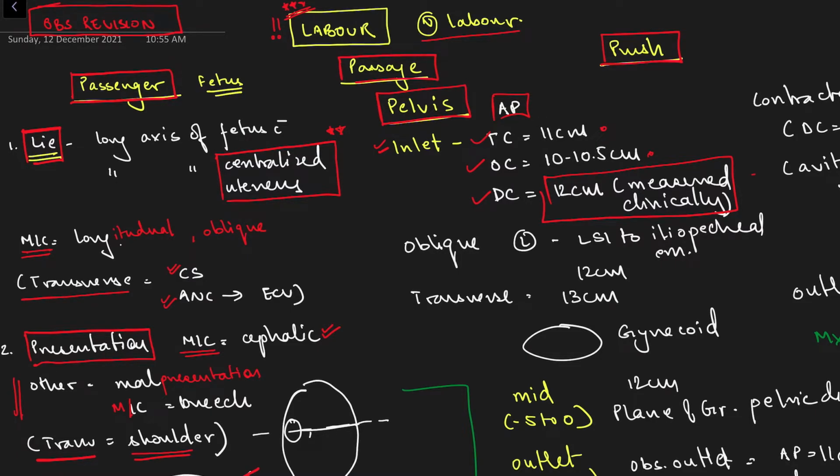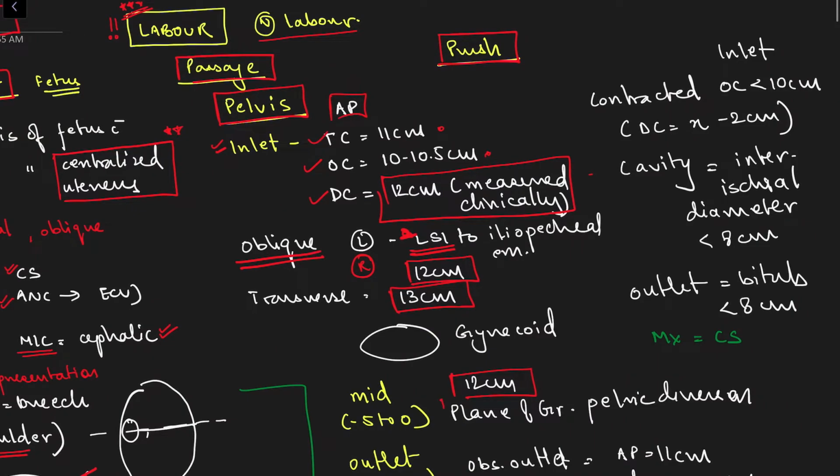Then the oblique diameter. It is left oblique and right oblique. Left oblique is from the left sacroiliac joint to the iliopectineal eminence, and right would be from the right sacroiliac joint. The oblique diameter is 12 centimeter and the transverse diameter at the inlet is 13 centimeter. Then mid cavity, the diameter is 12 centimeter and it is called the plane of greatest pelvic dimension. It is at the level of the ischial spine.